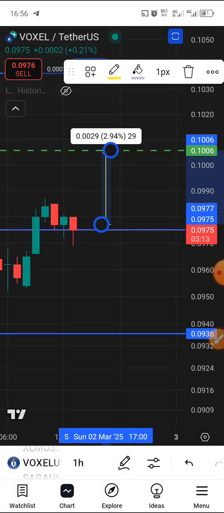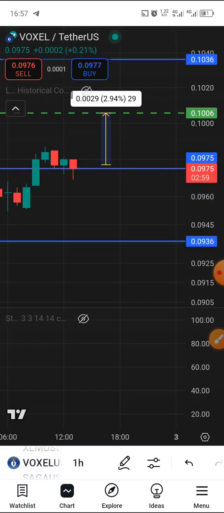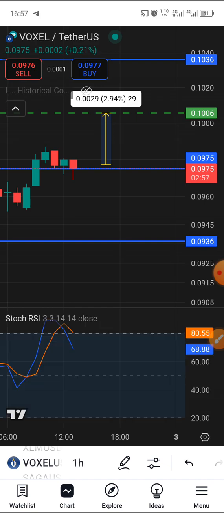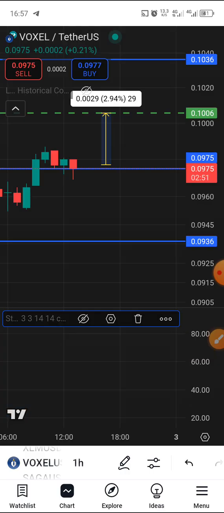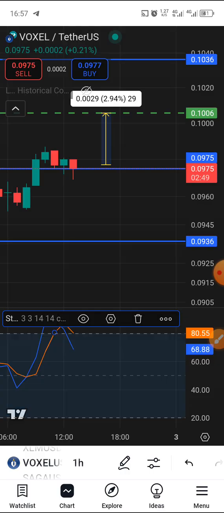Guys, I told you that today's class is going to be a little bit short, so go practice that, and I'm sure you'll be able to make successful trades. And if you try to add in the indicators, you can add in more indicators like the MACD, the RSI.